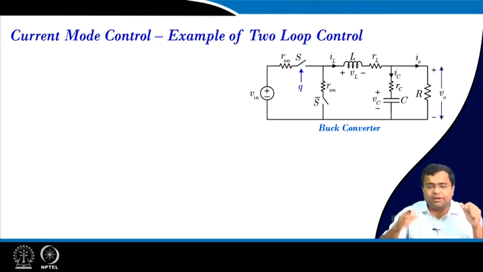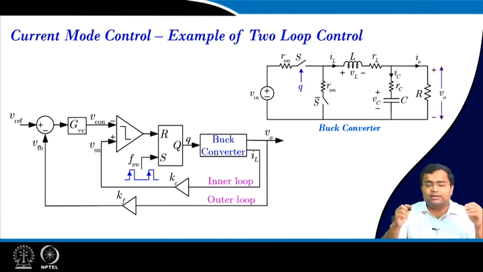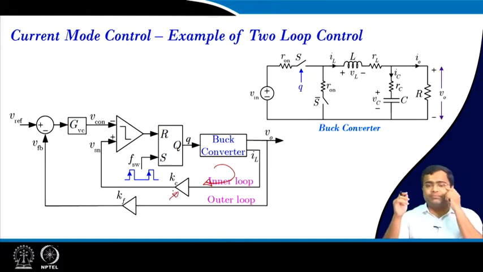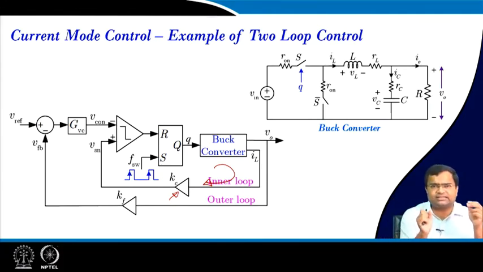If you are talking about current mode control, it is a good example of two loop control, where you have an inner current loop, which is an inductor current feedback loop, and this current loop gain is decided based on how you are sensing the current. Suppose you use a resistive sensor, then there is a sense resistance, and the sense voltage will be that resistance times the current.